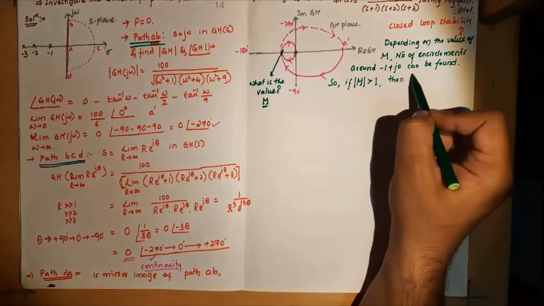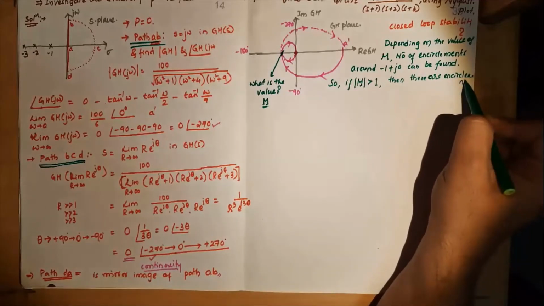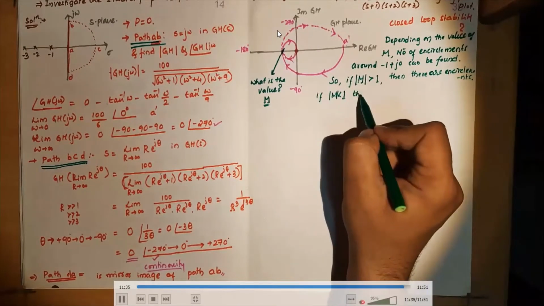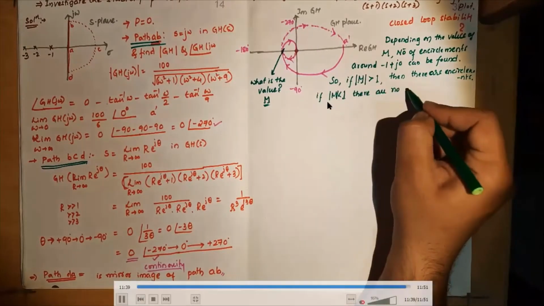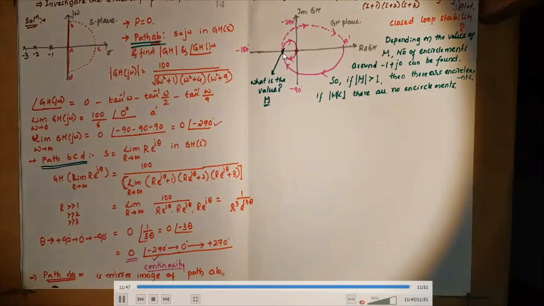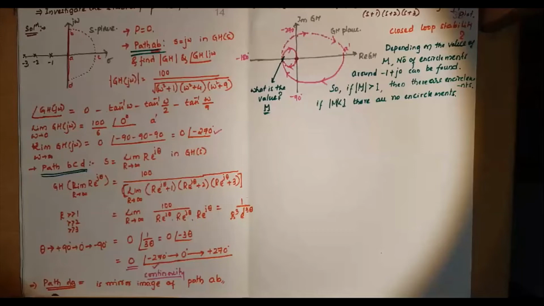and depending on the magnitude of M, I will make a conclusion of encirclement. So if M is greater than 1, then obviously there is encirclement. Okay, if M is greater than 1 means this curve is passing beyond minus 1. And similarly, if the magnitude of M is less than 1, then this curve is not passing around the minus 1 point. Fine. So that is what we need now.